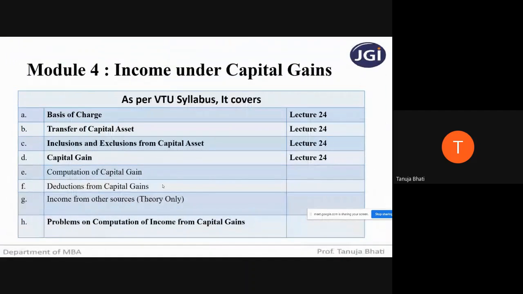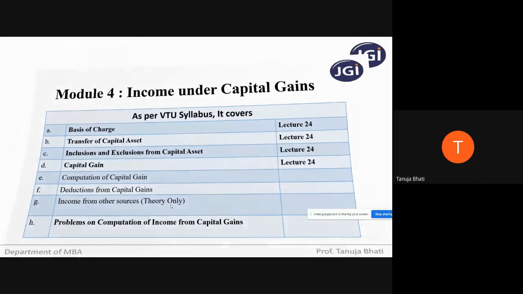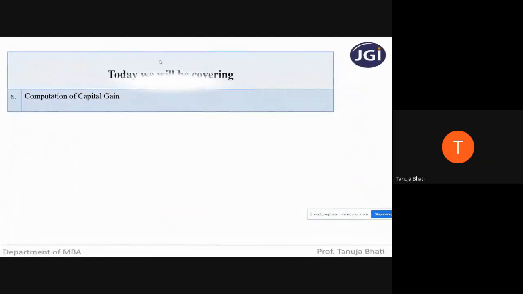So, under this module, as we know, as per the VTU syllabus, we have basis of charge, transfer of capital asset, inclusions and exclusions from capital asset, and what is capital gain. All these first four things we have already covered in lecture number 24. So we are remaining with computation of capital gains, deductions from capital gains, income from other sources (theory only), and problems on capital gains. Today we will be dealing with only computation of capital gain.